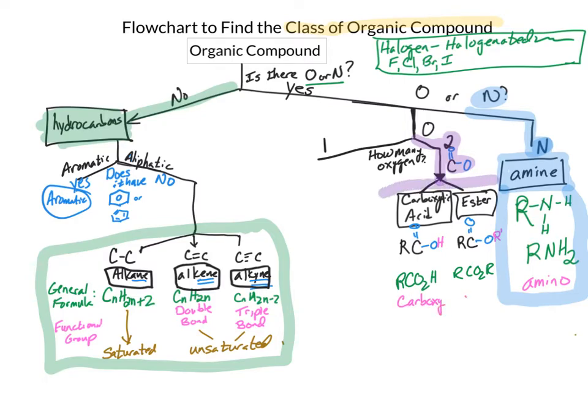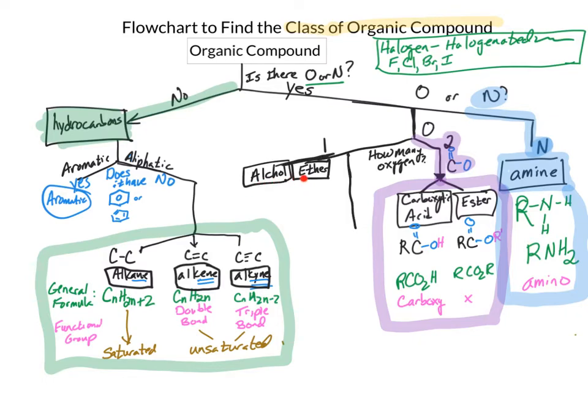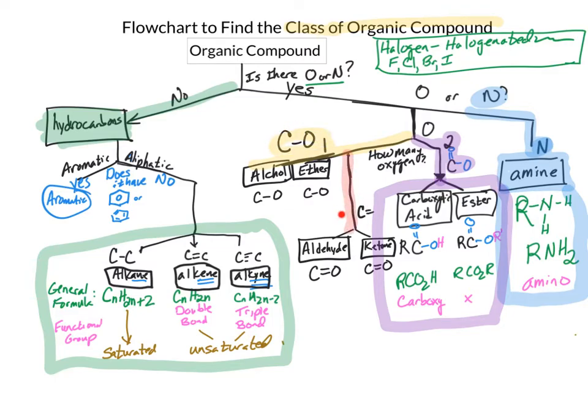Now, let's look at the 4 compounds that have just 1 oxygen bonded to them. The first 2, our alcohol and our ether, have only a single bond between the carbon and the oxygen. The second 2, the aldehyde and the ketone, have a carbon-oxygen double bond. And that indicates our next question. How is the carbon and oxygen bonded? If it's single bonded, we're going to put it to the left. If it's double bonded, we're going to go to the right.